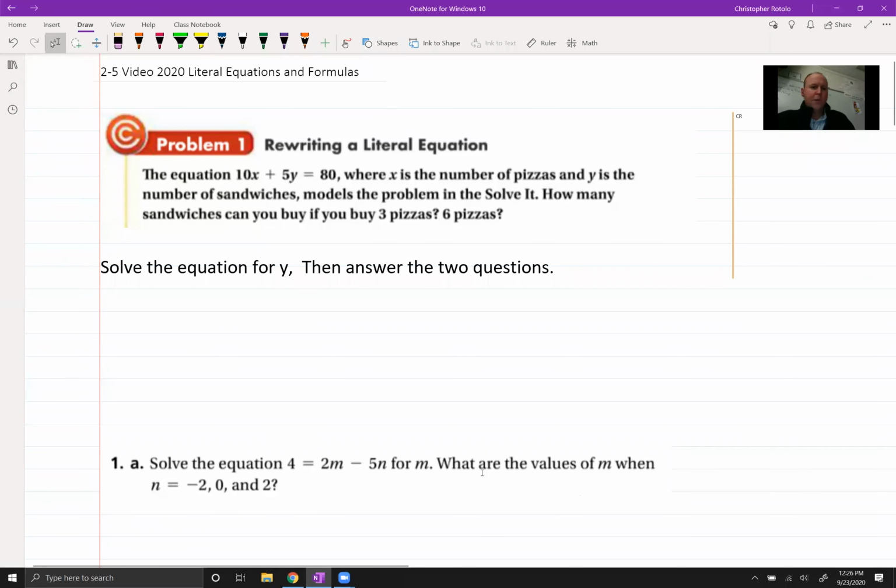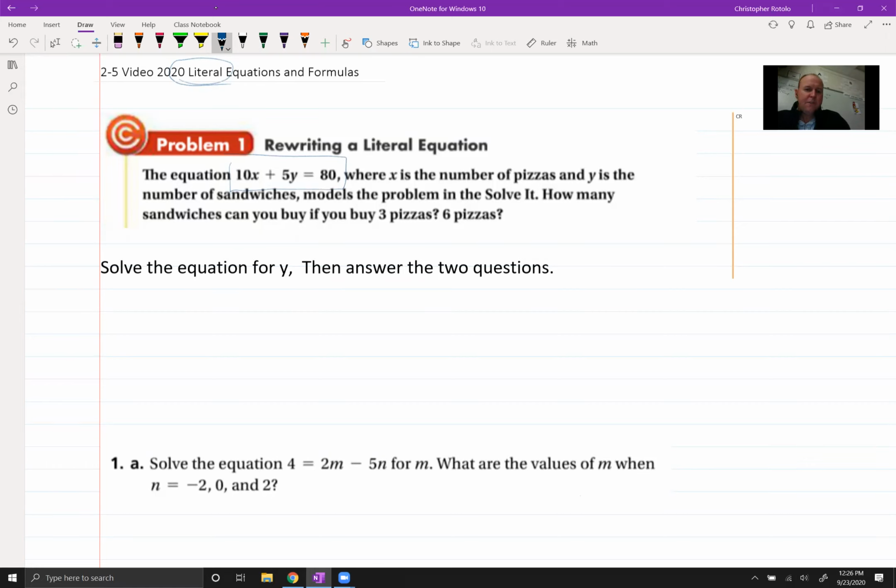All right, we're moving forward with chapter 2 here, moving right along, solving some equations. So the next thing we're going to do is use all those solving skills to solve what's called a literal equation. And what that means is I just want you to reorganize the equation that you're given. So when we take a look at this equation here, the number of pizzas and the number of sandwiches models the problem, then we're going to solve it.